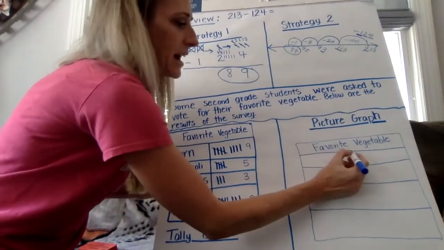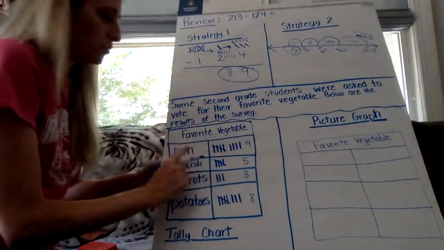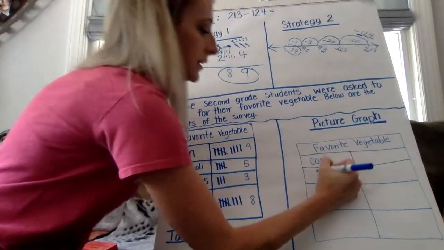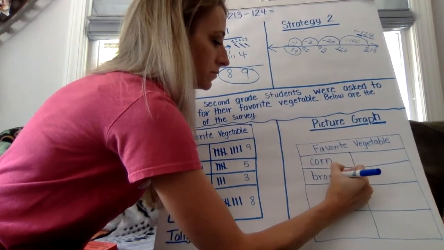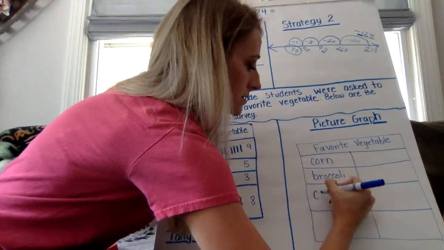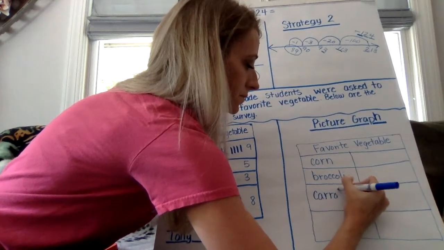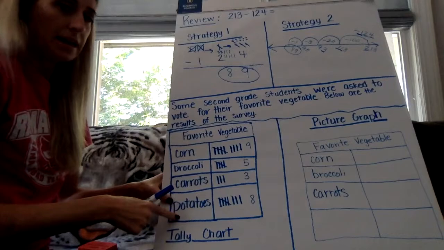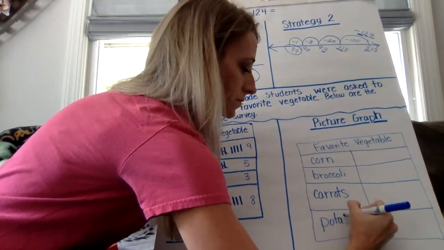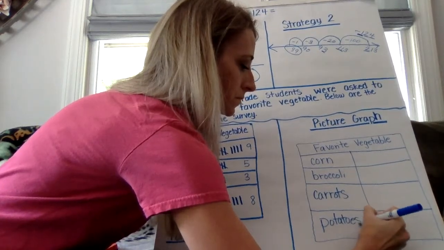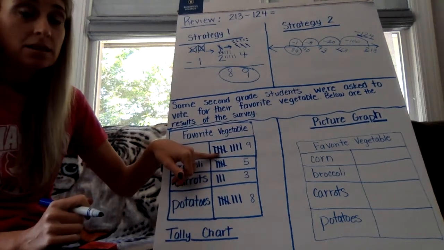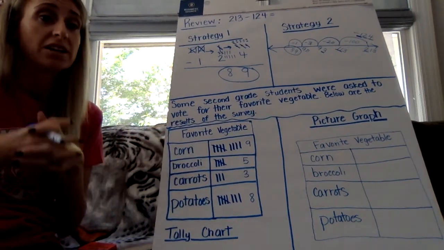And I'm going to write down these labels. So we have corn, broccoli, carrots, and potatoes. Okay, so this is a picture graph. So instead of tallies, we're going to use a picture to represent our vegetables.